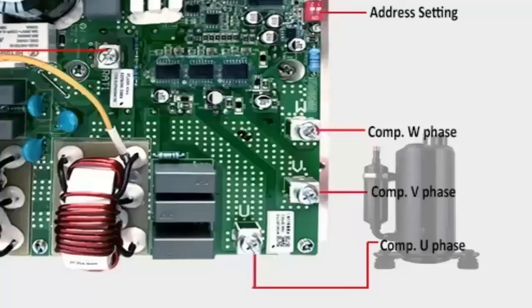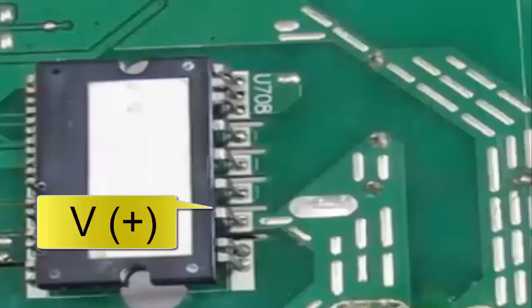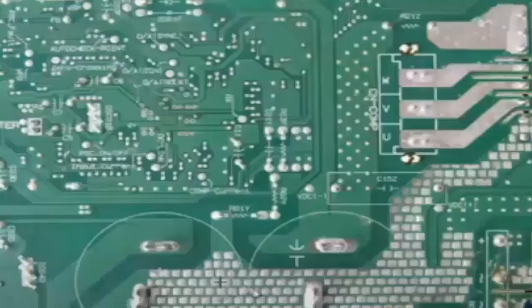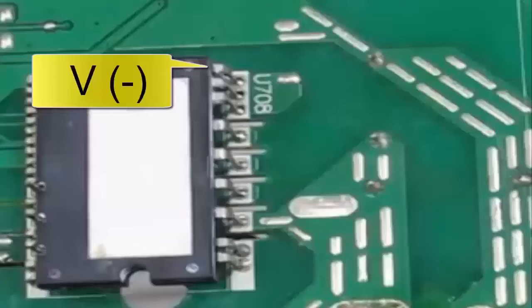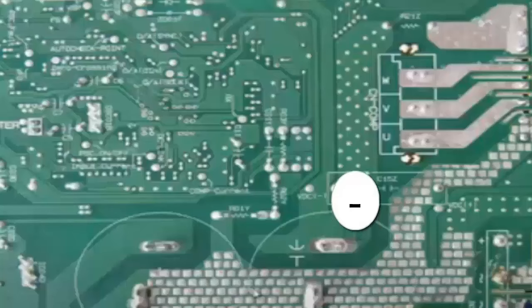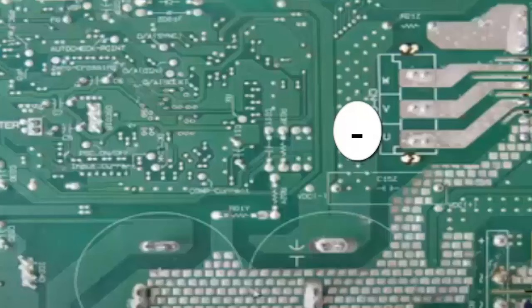3. Positive power supply. Identify the high voltage positive power supply of the IPM electronic circuit by tracing the positive track from the largest high voltage capacitors to the IPM electronic circuit. 4. Negative power supply. Identify the negative track from the capacitors to the IPM electronic circuit by tracing the negative track from the largest high voltage capacitors to the IPM electronic circuit.